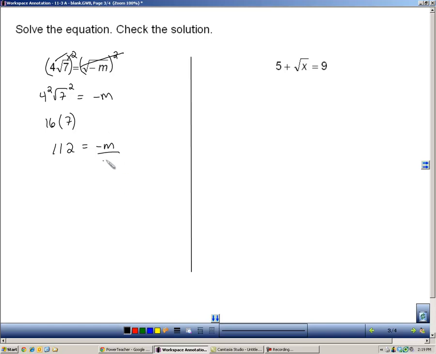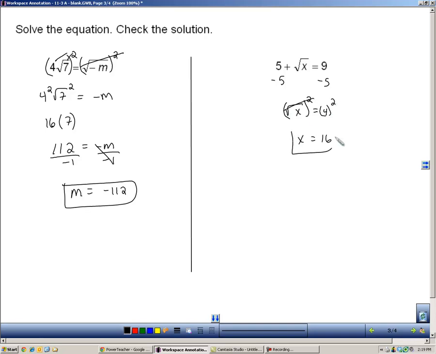But I don't want negative m, I want positive m. So we'll divide both sides by a negative, and then we'll switch it around. So m equals negative 112. In this example, isolate the square root by subtracting 5. So the square root of x equals 4. Get rid of the square root by squaring. So x equals 4 squared, which is 16.